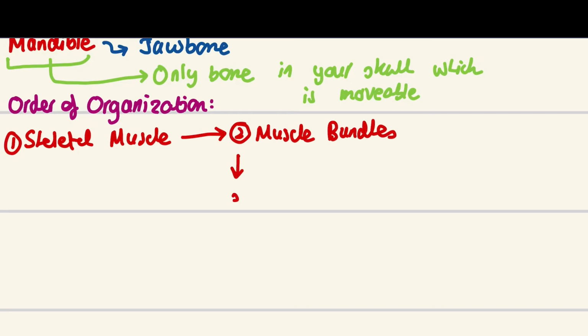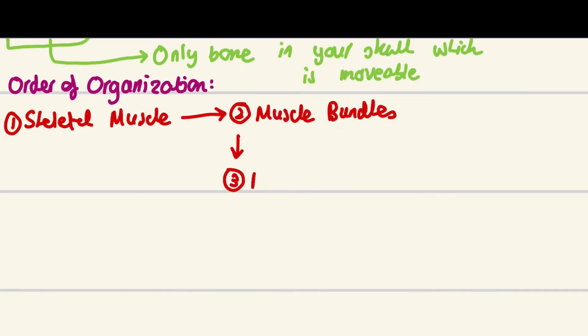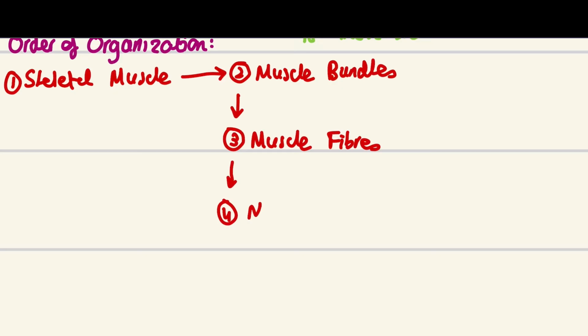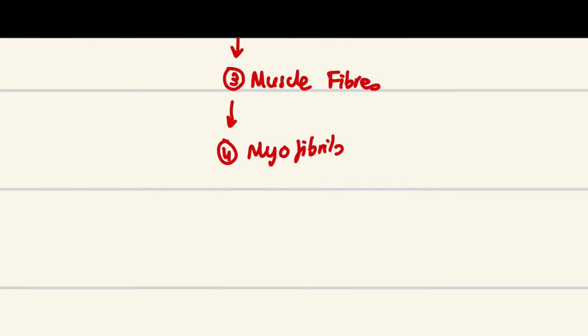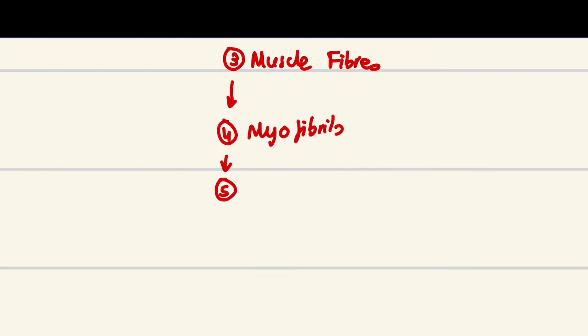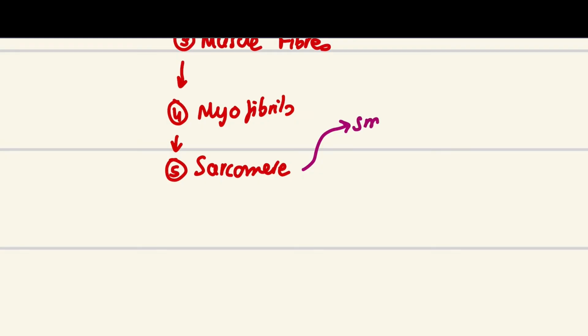Okay, and after that you're going to have what are called muscle fibers. Now we have our muscle fibers. After this, we have our myofibrils, and then after myofibrils we have our sarcomere. You will most likely know about the sarcomere, but what is this? This is the smallest contractile unit. Okay, so the smallest contractile unit.